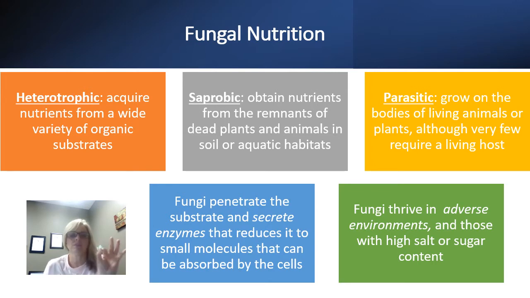Most fungi are saprobes, so they obtain their substrates from dead plants and animals. Fungi can also be parasitic on the bodies of living animals or plants. They obtain their nutrients by secreting enzymes into the substrate that break it down into smaller molecules so it can be absorbed. Fungi also thrive in really adverse environments, such as those with high salt or sugar concentrations.